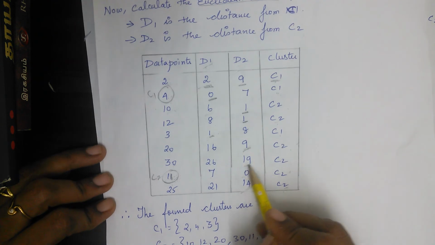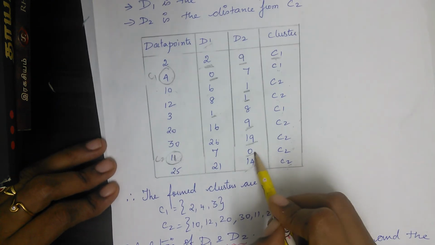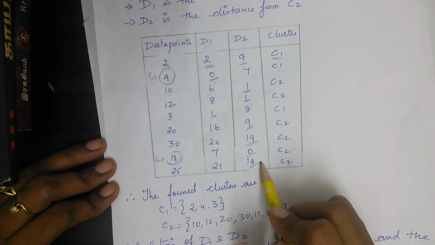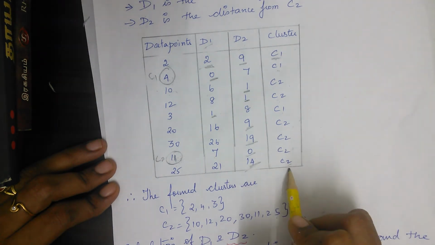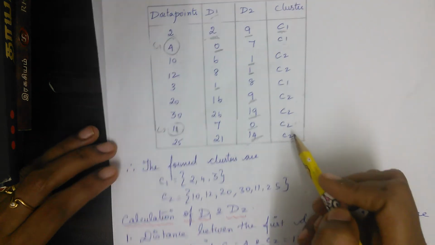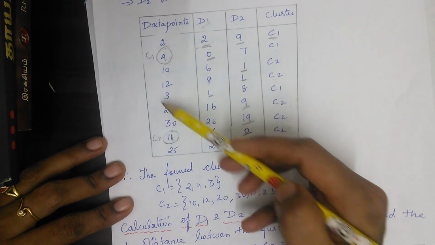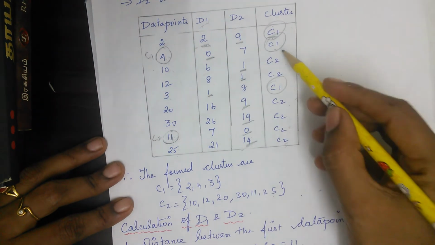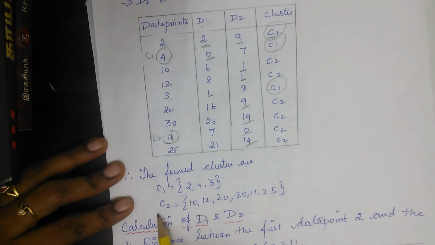And see here d2 is smaller, so it's going to fall into C2. And here d2 is smaller, so my data point 11 is going to fall into C2. And here again d2 is smaller, the distance to C2 is smaller, so I'm going to put my data point 25 into C2. So now likewise I form the clusters. My 2, 4 and 3 are in cluster C1, and the remaining 10, 12, 20, 30, 11, 25 are all falling into cluster C2.